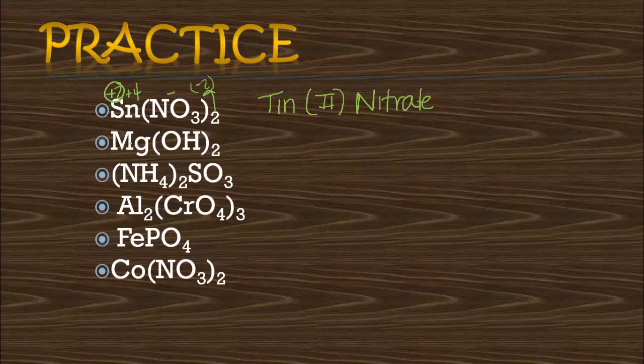Let's look at Mg. Mg does not have two charges, it's just positive 2. OH, we have to look up the name, that's hydroxide, so this is just magnesium hydroxide, because that's the name of the polyatomic ion. So when you use polyatomic ions, you don't change the ending of the name at all, you just leave it whatever it says on the sheet.